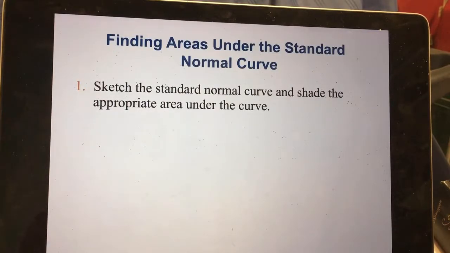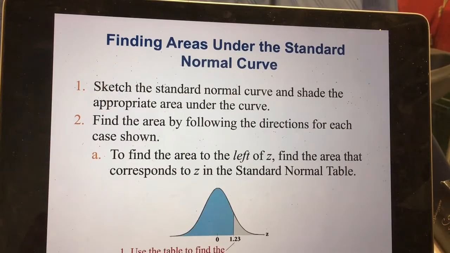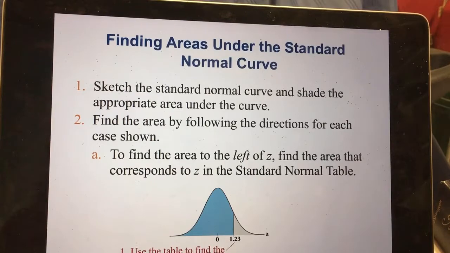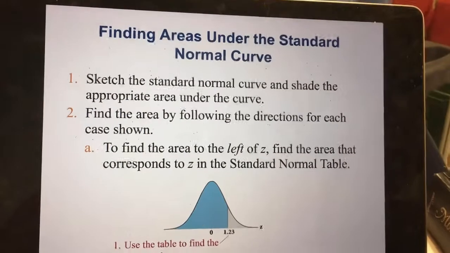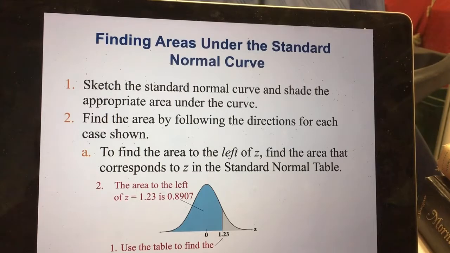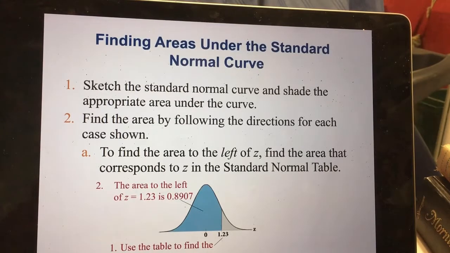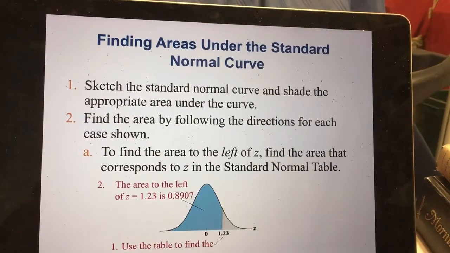Finding the area under the standard normal curve: sketch the standard normal curve and shade the appropriate area under the curve. Find the area by following the directions for each case. To find the area to the left, we find the area that corresponds to the z-score in the standard normal table. The standard normal table will always give us the area to the left. What if we want to find the area to the right? In this case, the z-score is 1.243. If we go to the table, we find that the corresponding area is 0.8907.